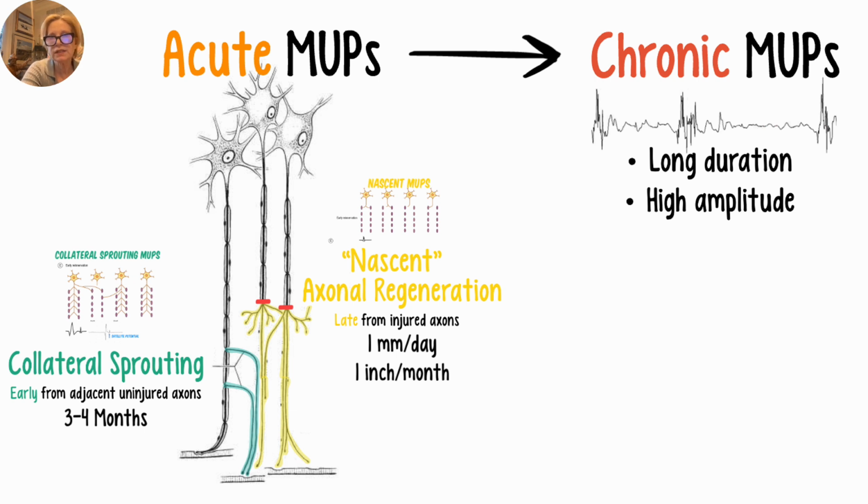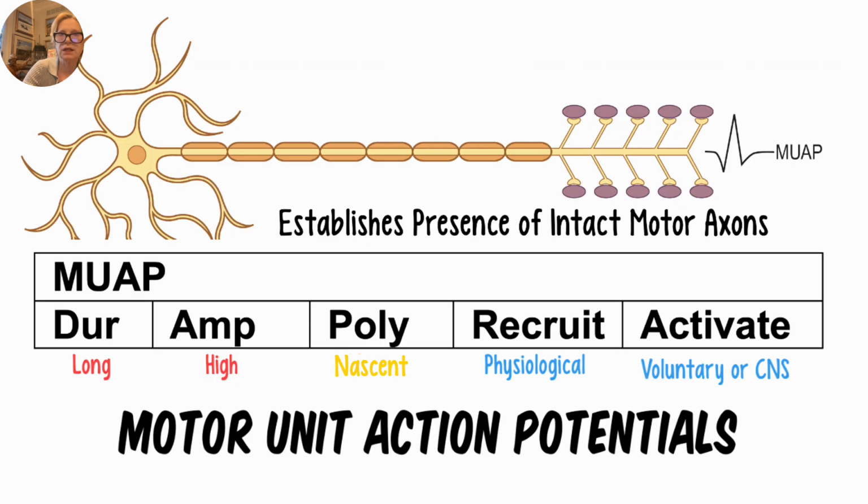Nascent units, and you'll see that on the EMG, nascent units are reflected as polys, and they mean that we are now finally seeing some of the original axon regeneration reach target. The appearance of the collateral sprouting versus the nascence is the same. It's just the timing at which it reaches the target. And then over time, all of those come together as chronic. So here you go. You see the chronic, increased duration, increased amplitude as that expansion's happening.